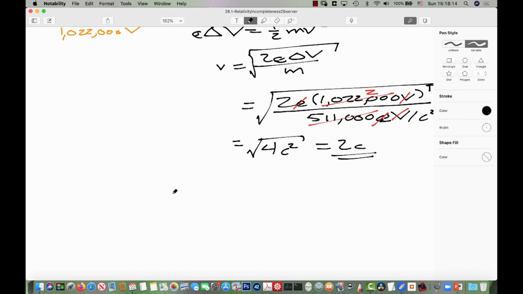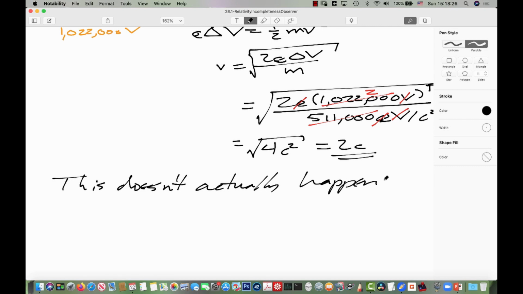All right, there's a problem with that. The problem is this doesn't actually happen. If we accelerate an electron through a 1.022 million volt potential difference, and that is something that is very straightforward to do in a lab setup, and we measure the speed, what we get experimentally is that it is approximately 0.943 times the speed of light.